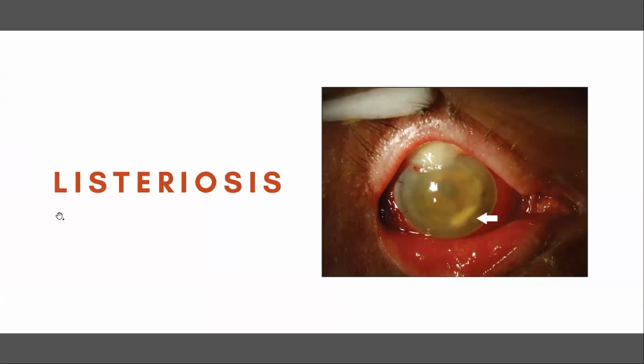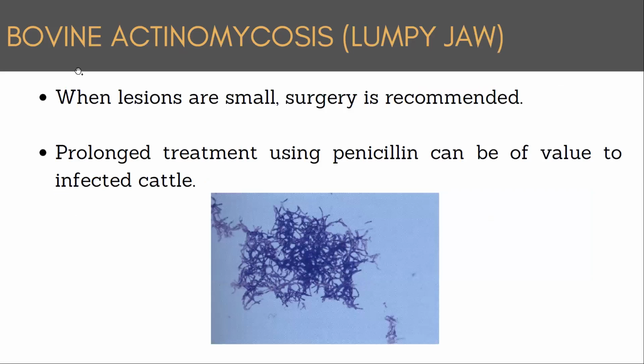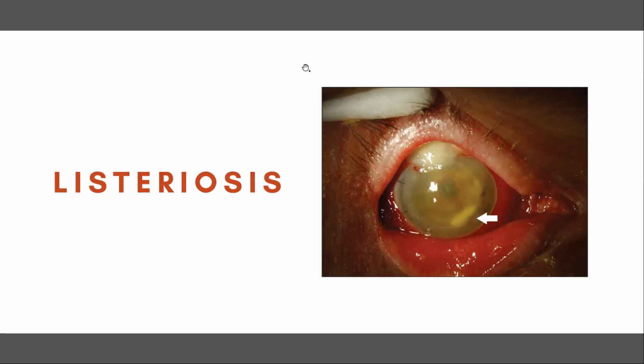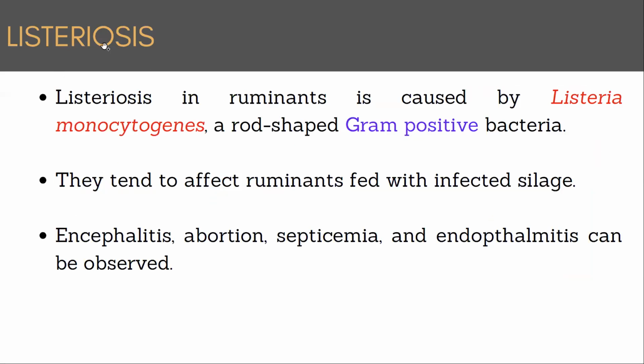So next is listeriosis. So some diseases, yung name nila is yung causative agent nila. As with bovine actinomycosis, Actinomyces bovis, listeriosis is caused by, wild guesses, anong bacteria to? From the name itself. So this caused by listeria. So listeriosis in ruminants is caused by Listeria monocytogenes. So a rod-shaped gram-positive bacteria.